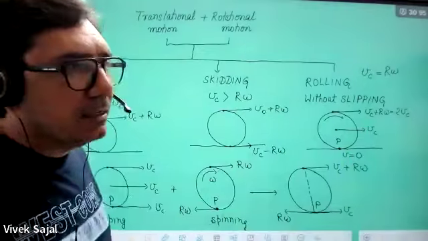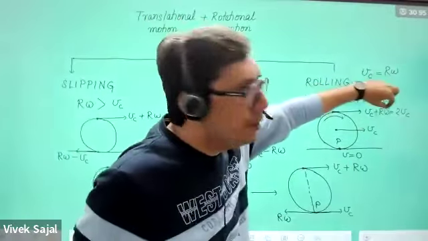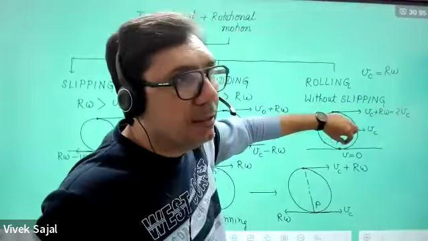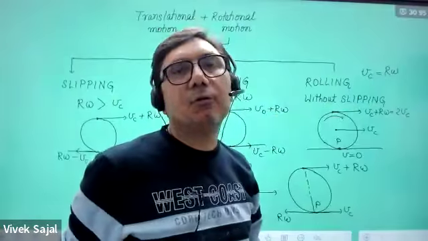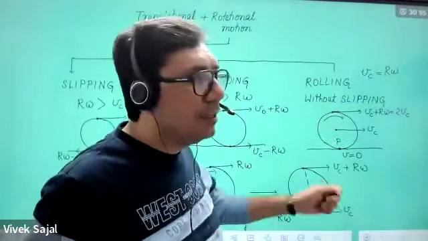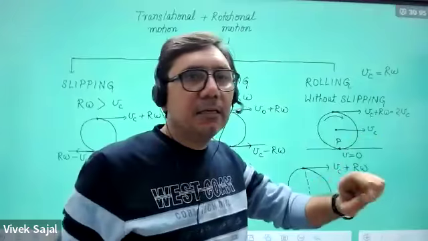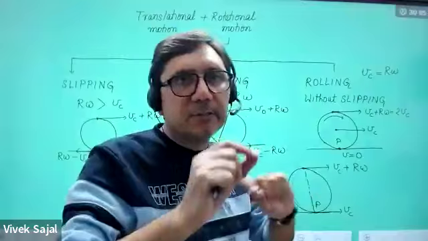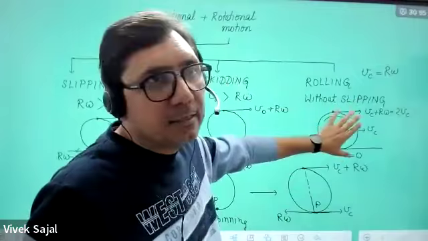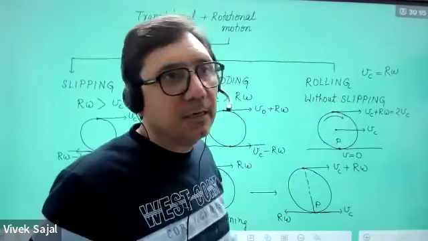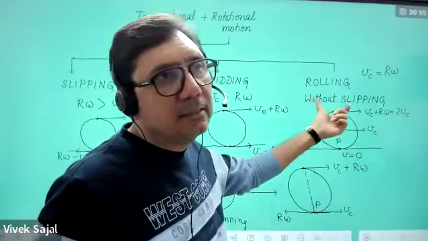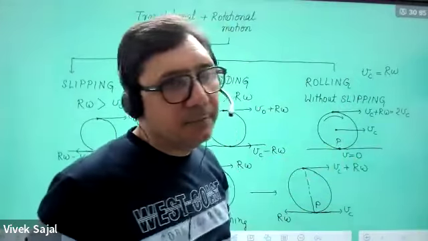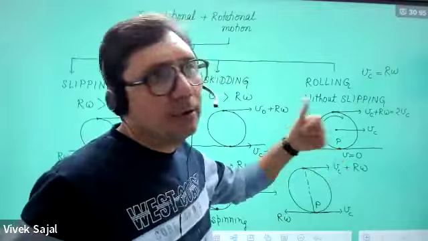If you are looking at translational velocity, at the top it is 2 Vc. Translational velocity of the center of mass is Vc. But at the lowest point, its translational velocity will be 0. No translational velocity. So this type of motion where the lowest point P and the surface don't have any relative translational motion, that motion is known as rolling without slipping. Or you also call it pure rotational motion about this point P.